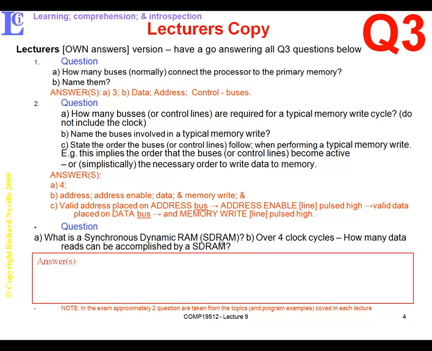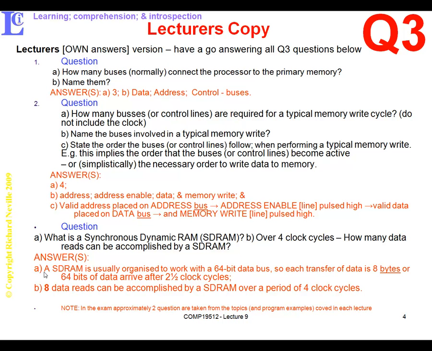get the address cycle and the information to the memory, then we've moved on from there and said over 4 clock cycles how many data reads can be accomplished by an SDRAM. So really this is looking at the last lecture's notes to actually fully understand this question. So I'll give you a minute to think about that and maybe reflect on using last week's notes to look at the answer.